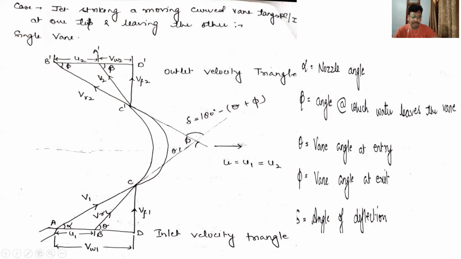If theta is the vane angle at entry, and this vf1 is the velocity of flow normal to the x direction. So this is the velocity of the flow, and this value is theta. And this is the velocity of whirl at the inlet. It is the tangential velocity component.